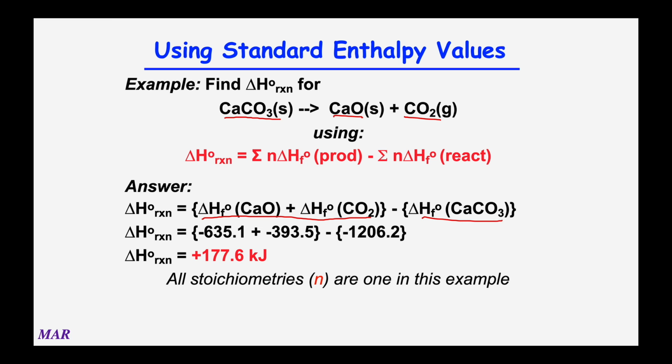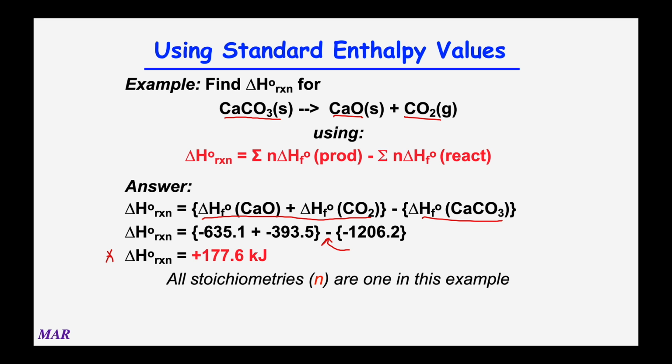So here are the numbers that I looked up in our book. Negative 635.1 was calcium oxide, negative 393.5 was CO2, and calcium carbonate was negative 1206.2. Remember to subtract the reactants. That's easy to forget. But anyway, this reaction, taking calcium carbonate and turning it into calcium oxide and CO2, has an endothermic delta H. It's a positive 177.6, which means endothermic, all right? And that's kind of a cool thing to figure out.